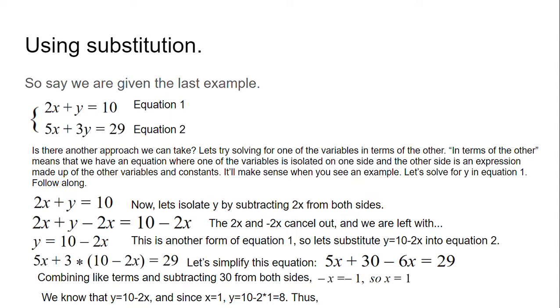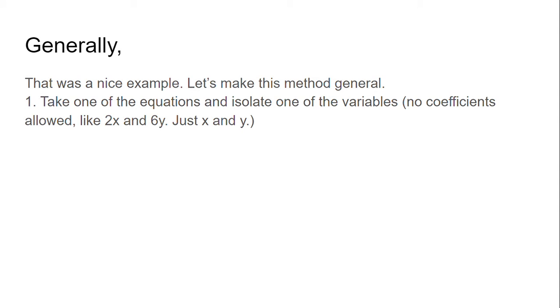Now, since we know that y equals 10 minus 2x, and since x equals 1, y equals 10 minus 2 times 1, which is 8. Therefore, the answer in ordered pair form (x, y) is (1, 8). Notice we got the same answer when using substitution as when we used elimination.